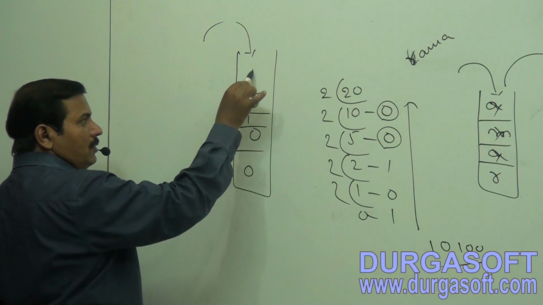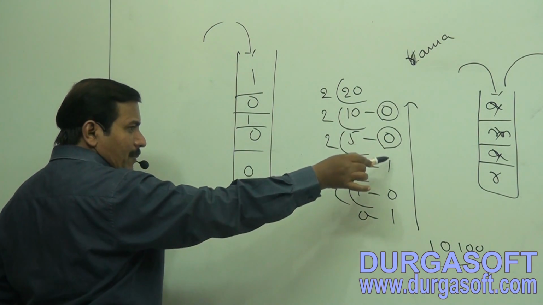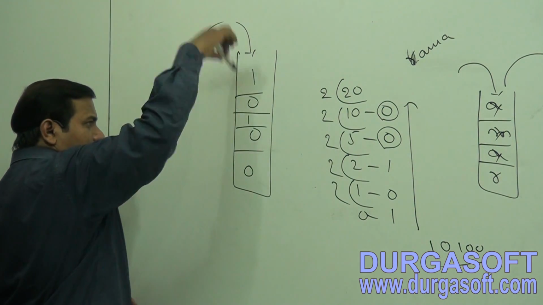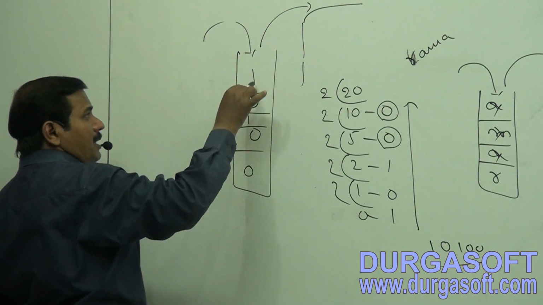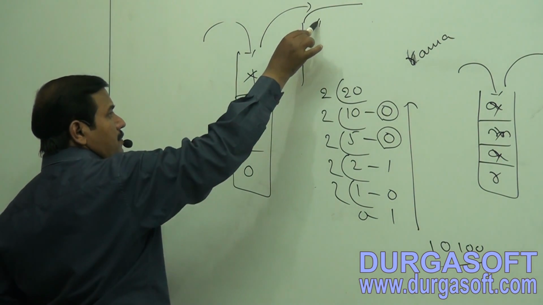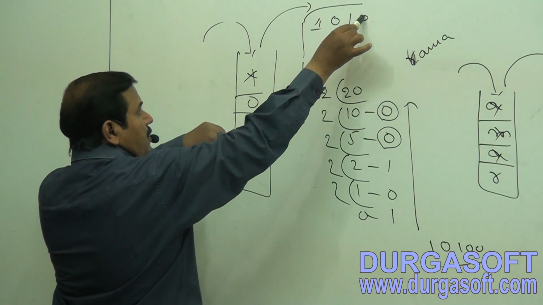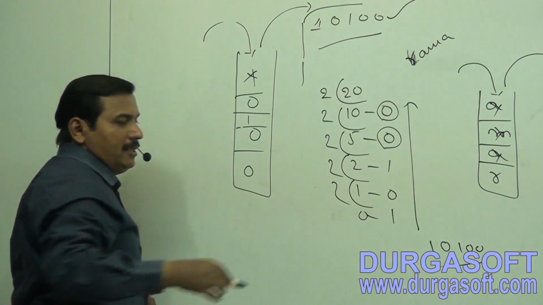1, 0. Right? In whatever order I obtain the remainders, in that order I push them one by one. Now pop. What is the first remainder that comes out? 1. That is displayed. Next 0. Next 1. Next 0. Yes, this is the answer you need.